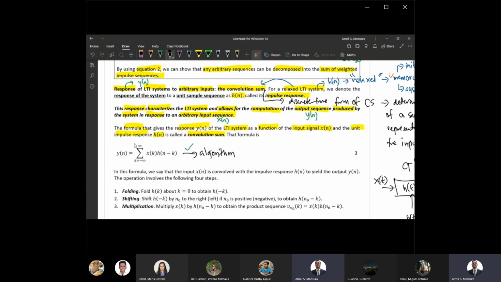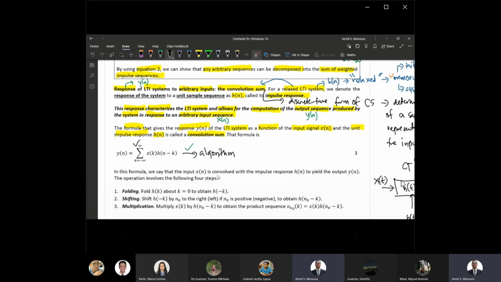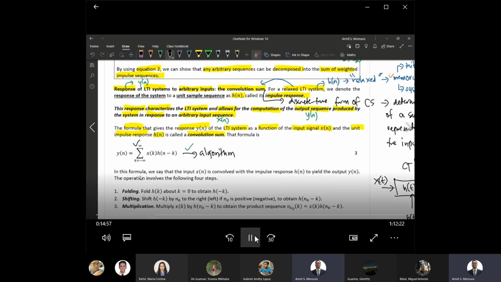Kumbaga, yeah, we should recognize the form of the formula or the look of the formula. But when we are to use this formula to actually determine y of n, we will be remembering more of the steps involved.